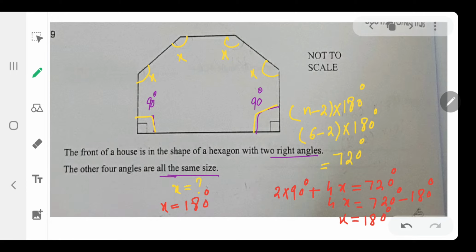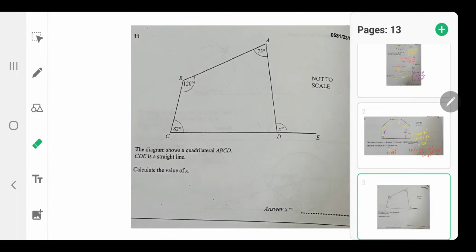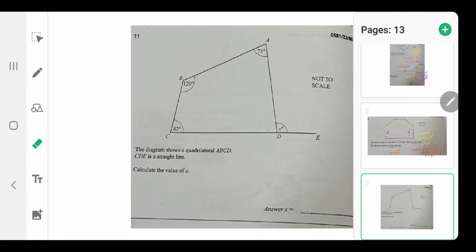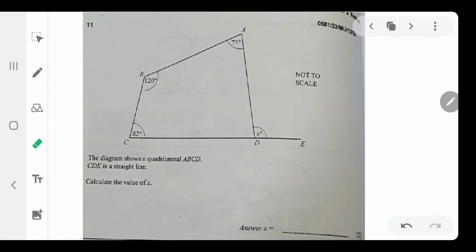Now, in the next part, here is the next question. So, we are going to solve this question here. The diagram shows a quadrilateral ABCD where CDE is a straight line. So, here CDE is a straight line, right, and ABCD is a quadrilateral. We are interested in finding the value of x, right.